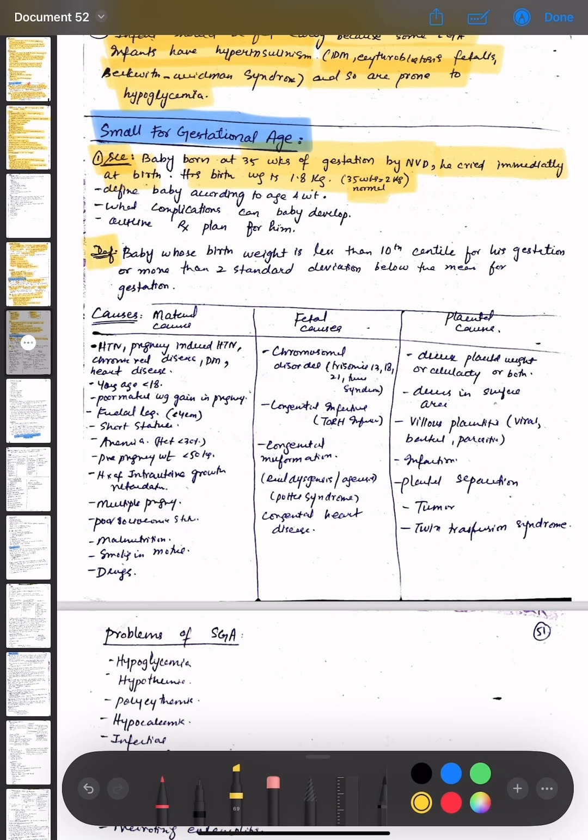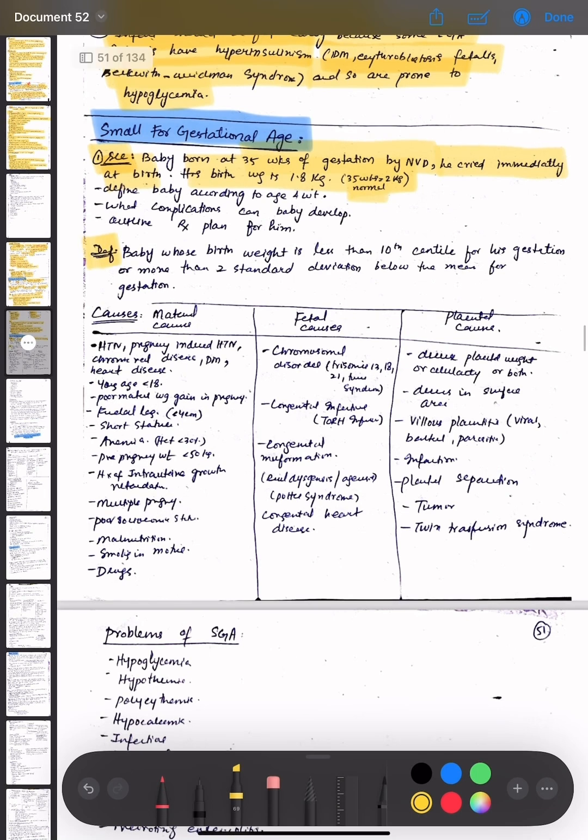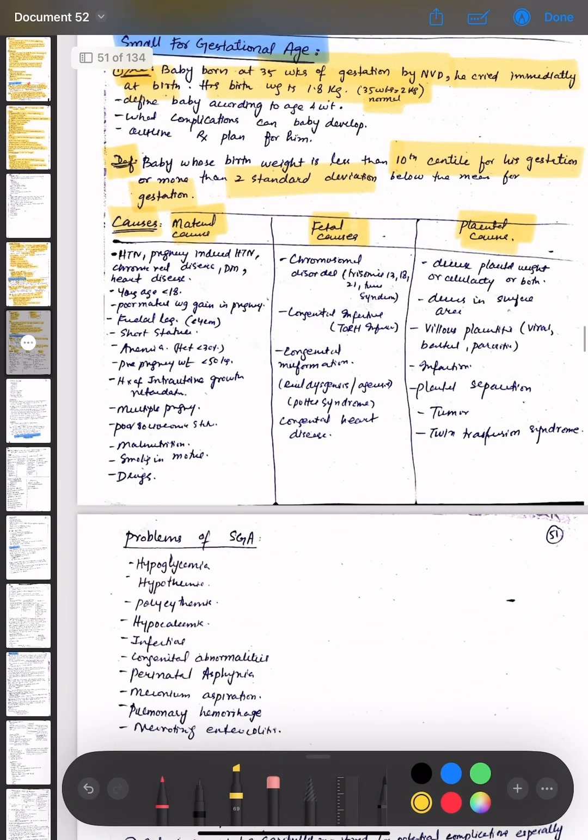The definition of small for gestational age is that the baby whose birth weight is less than the 10th centile for his gestation or more than 2 standard deviations below the mean for gestation. Now the causes of small for gestational age are maternal causes, fetal causes, and placental causes. In maternal causes, we have hypertension, pregnancy-induced hypertension, chronic renal diseases, diabetes mellitus, and heart disease.